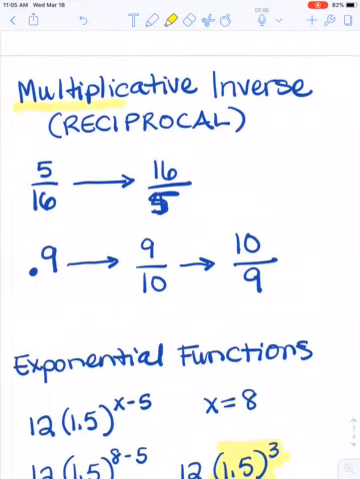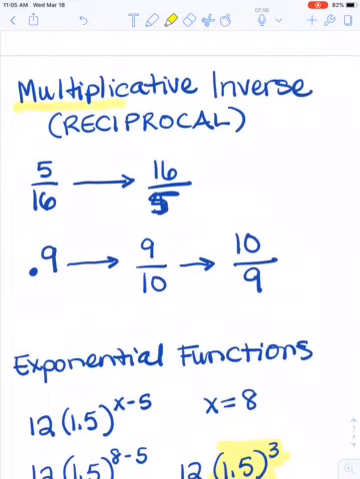Where it gets a little more confusing is if you're given a decimal instead. You're not really doing the multiplicative inverse or the reciprocal straight from the decimal. Before you do that, you turn it into a fraction. So in this one, 0.9 is 9/10. So we would do that, and then you would flip the fraction over, get the reciprocal, and you have 10 over 9.